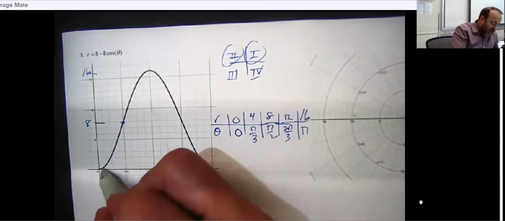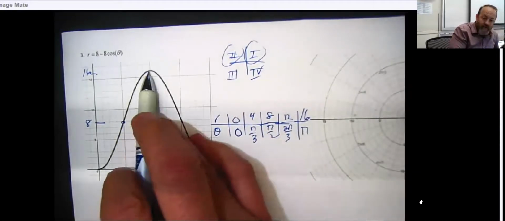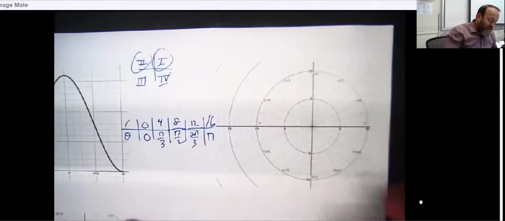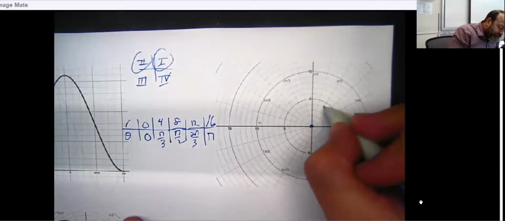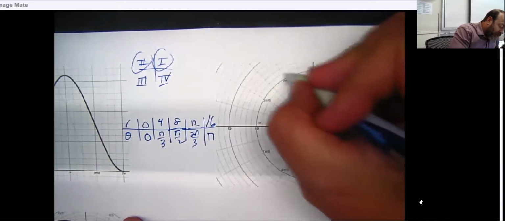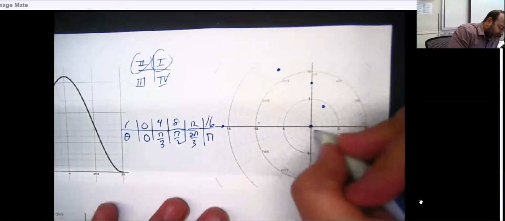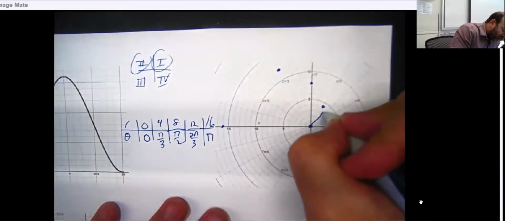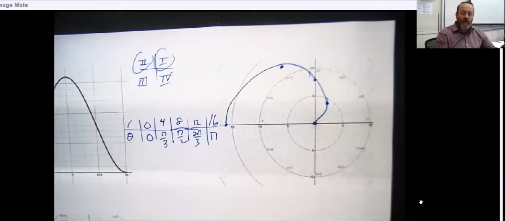And you can see that everywhere from 0 all the way to pi, the radius is getting bigger and bigger and bigger. And so if we plot 0, 0, 4 at pi over 3, we plot 8 at pi over 2, 12 at 2 pi over 3, and 16 there at pi. The graph is getting larger and larger until it ducks over here. And then, of course, a little symmetry.